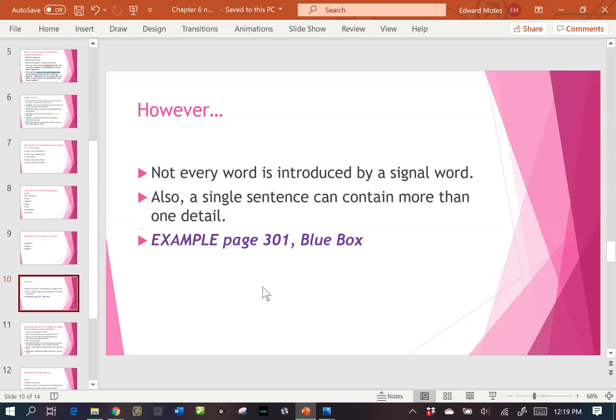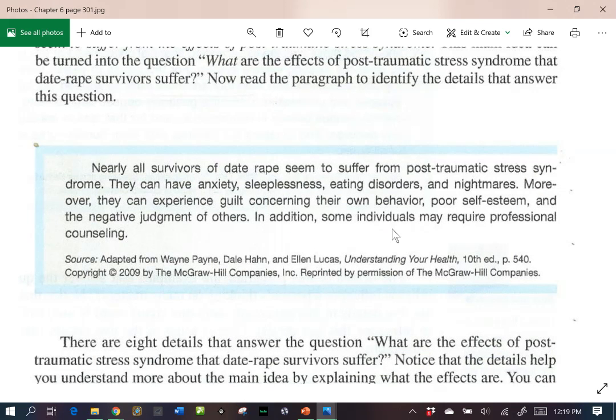However, not every detail is introduced by a signal word, and also a single sentence can contain more than one detail. So let's take a look at the blue box on page 301 of our textbook. I've got it right here. It reads: nearly all survivors of date rape seem to suffer from post traumatic stress syndrome. They can have anxiety, sleeplessness, eating disorders, and nightmares. Moreover, they can experience guilt concerning their own behavior, poor self esteem, and the negative judgment of others. In addition, some individuals may require professional counseling.